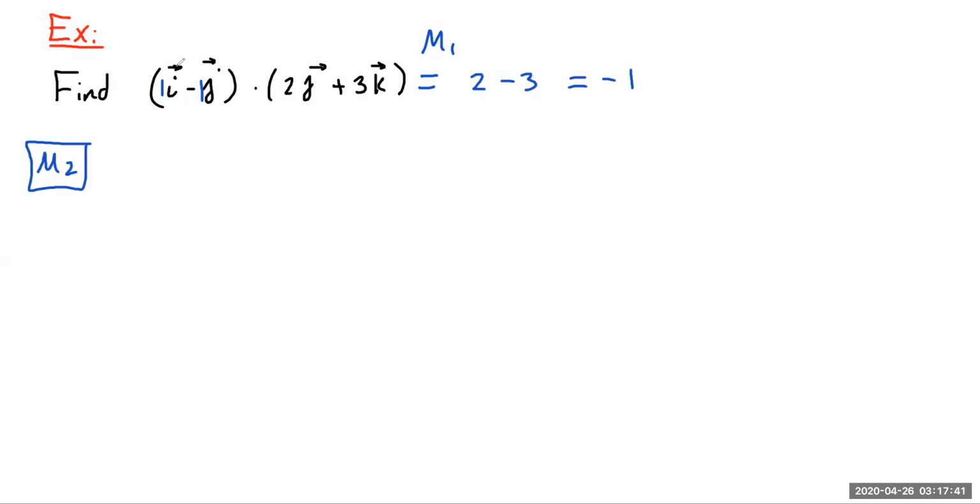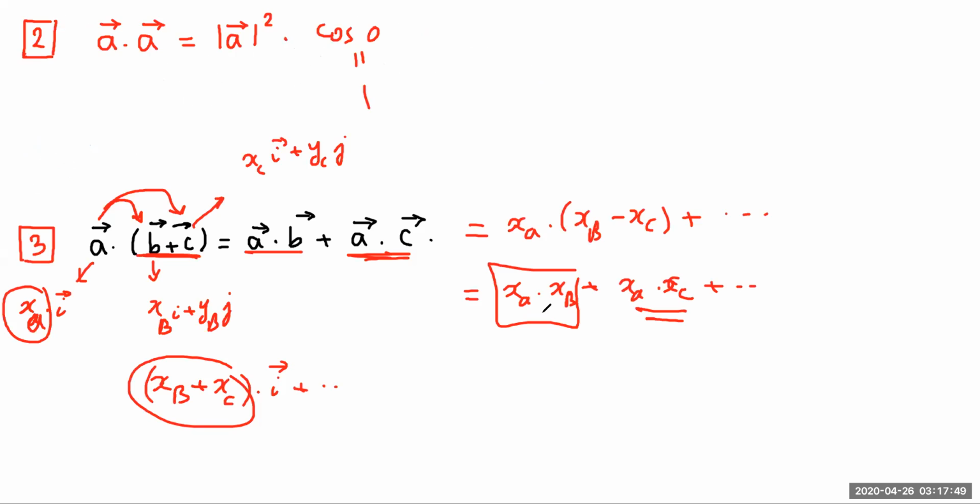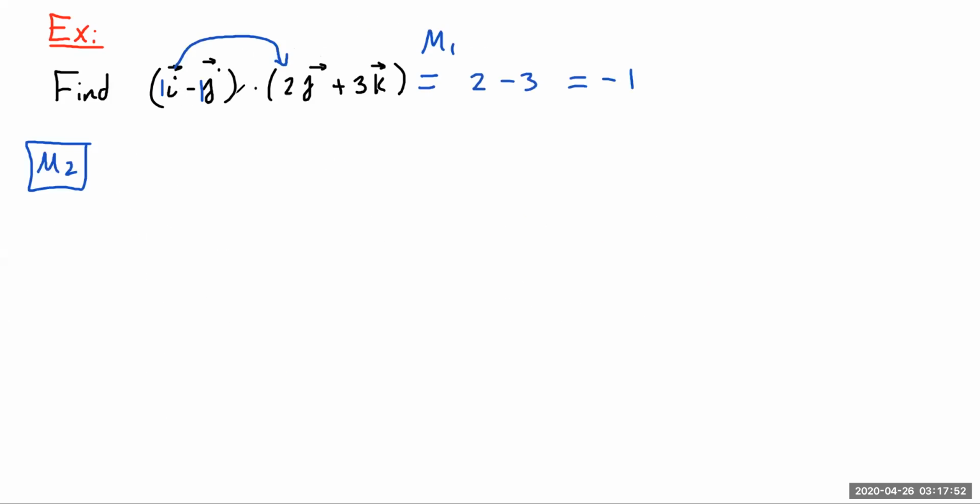So here I will take i times j. I will use this remark and also remark number 3 of distribution. So this product i by j is 0. i by k is also 0. Minus 1j times 2j, so it's minus 2. j by j is 1. Then after that, minus 1j times 3k, it's 0. So the final answer is minus 2. Where is the mistake?